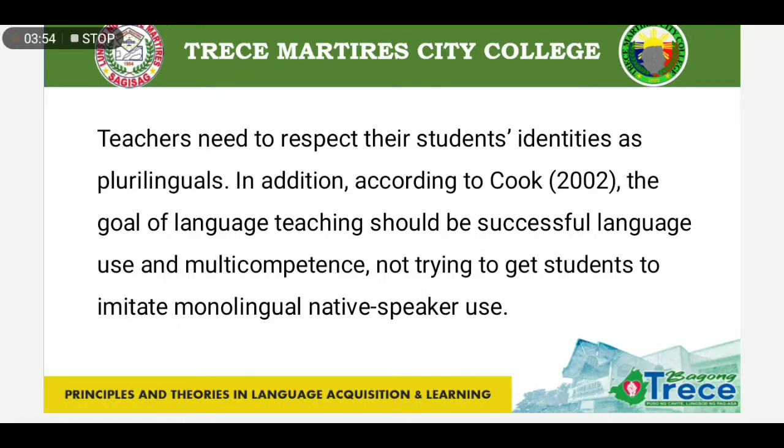Teachers need to respect their students' identities as plurilinguals. In addition, according to Cook, 2002, the goal of language teaching should be successful language use and multi-competence, not trying to get students to imitate monolingual native speaker use.